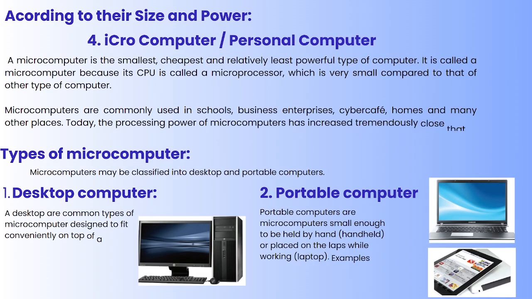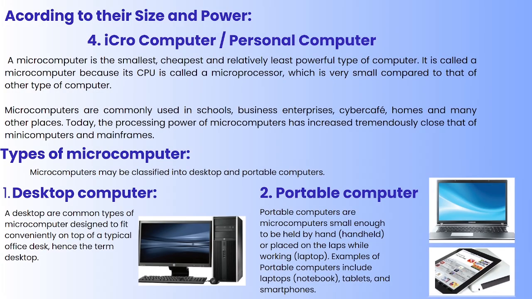Lastly, we have microcomputer or personal computers. A microcomputer is the smallest, cheapest, and relatively least powerful type of computer. It is called microcomputer because its CPU is called a microprocessor, which is very small compared to other types of computer. Microcomputers are commonly used in school, business enterprise, cyber cafe, homes, and many other places. Today, the processing power of microcomputers has increased to match that of mini computers and mainframes.